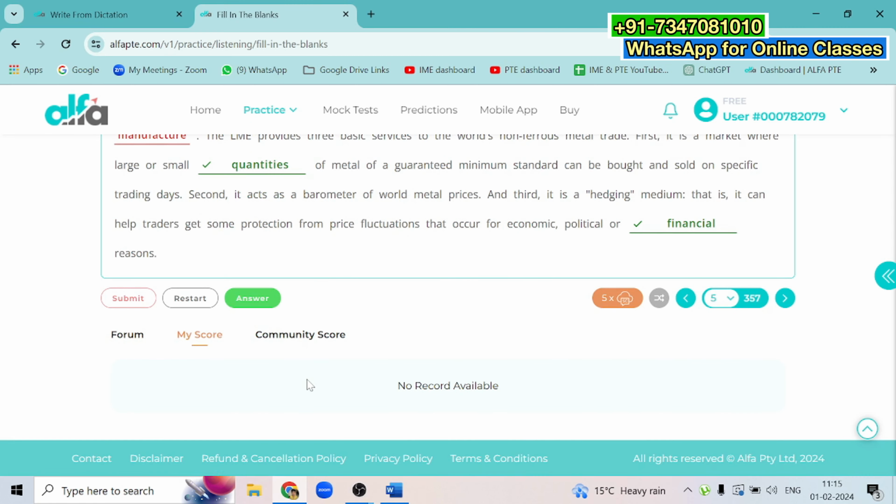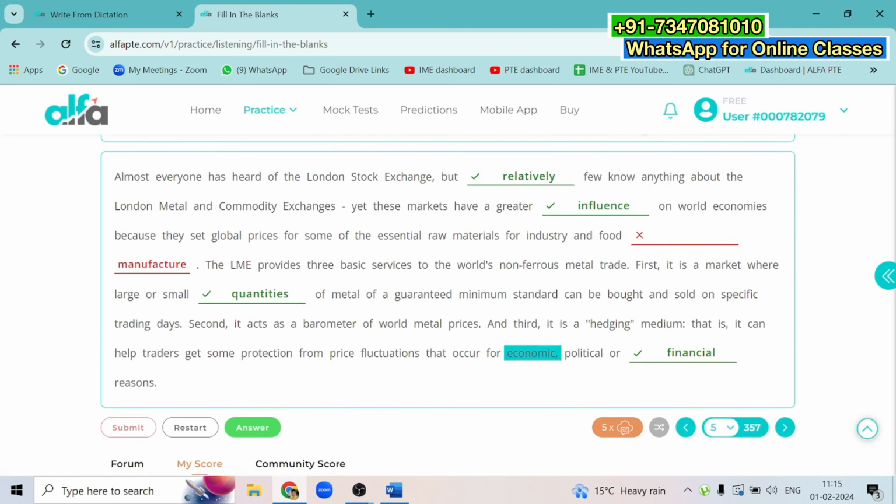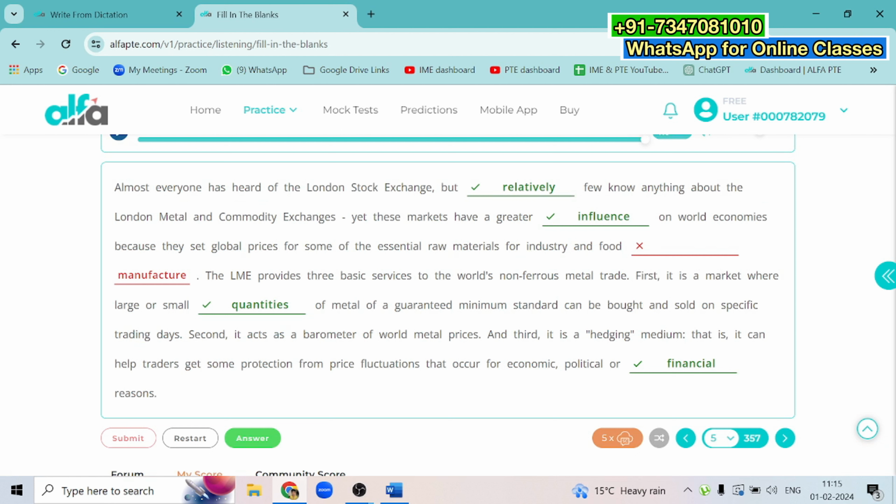Let us look at the answer. We'll get to know. Okay, yeah. So what did they use? Food manufacture. So they clearly used a noun. The LME provides three basic services to the world's non-ferrous metal trade. First, it is a market where large or small. Now they have clearly mentioned adjectives. Okay, large or small. Now what will come? Some noun will come. Quantities of metal. Noun.